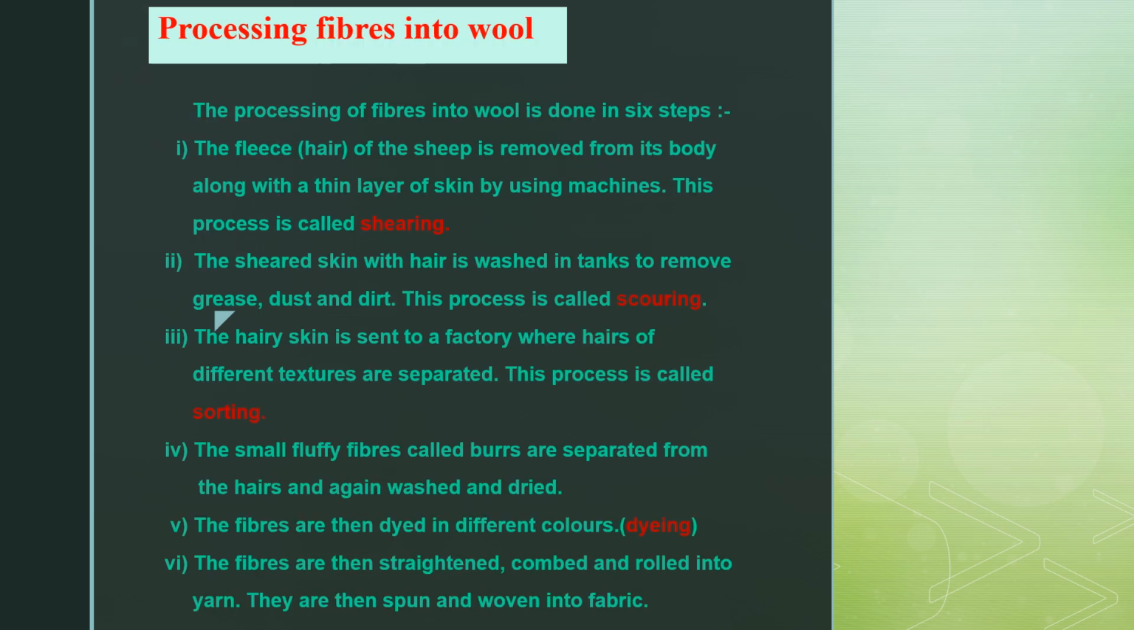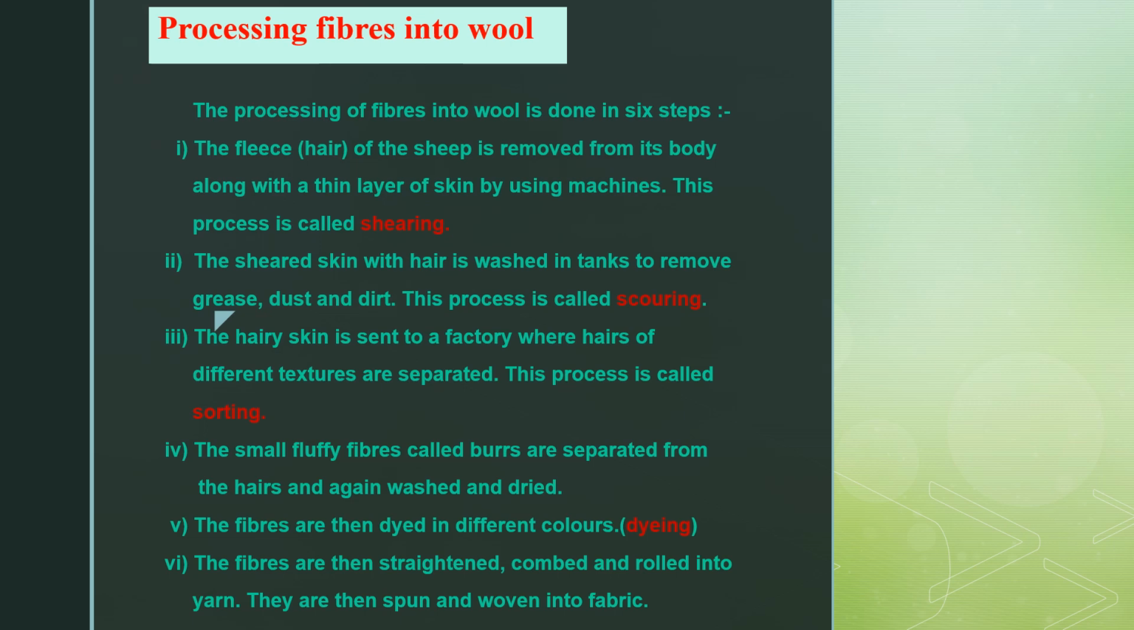Let us look into the processing of woolen fibers. Processing of fibers into wool is done in 6 different steps. The fleece or hair of the sheep is removed from its body along with a thin layer of skin by using machines. This process is called shearing. The sheared skin with the hair is washed in tanks to remove the grease, dust, and dirt. This process is called scouring.